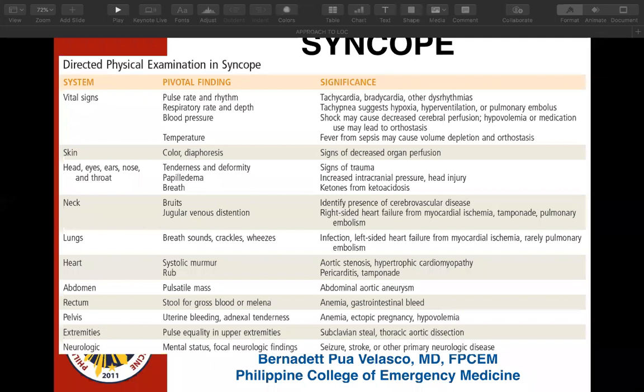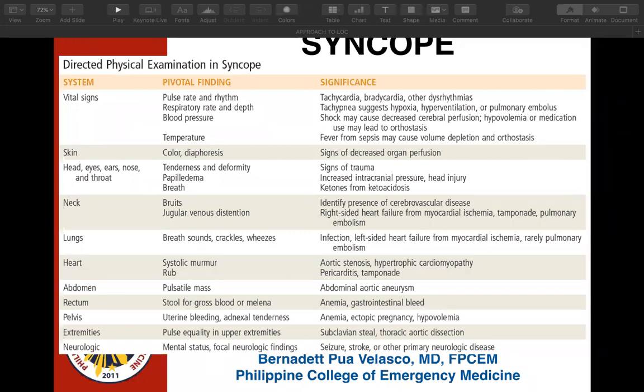This will lead us to signs of infection or left-sided heart failure from myocardial ischemia or even a pulmonary embolism. So you need to check the patient from head to toe and get a complete vital signs of the patient. One thing that you also need to check is the rectum.